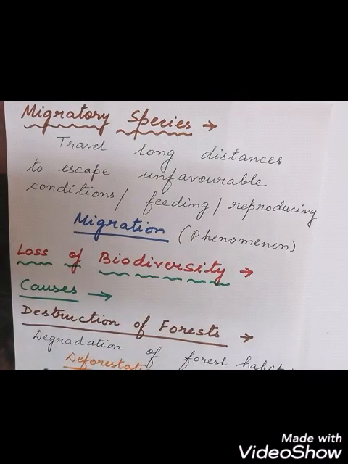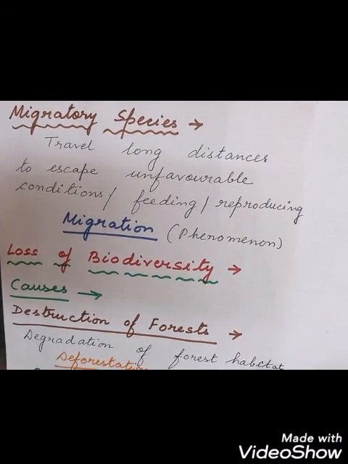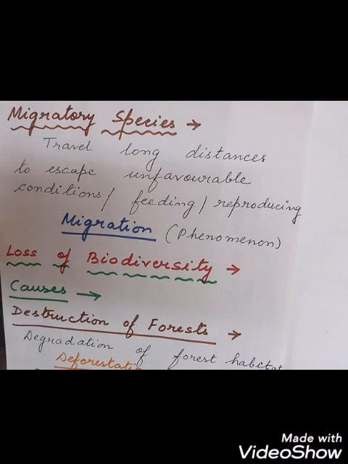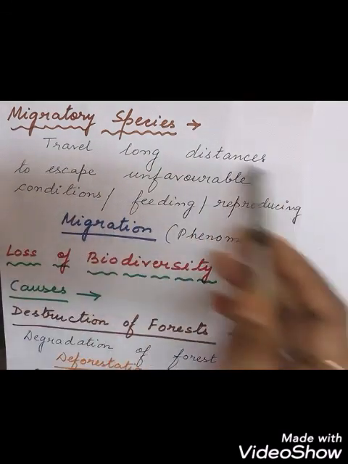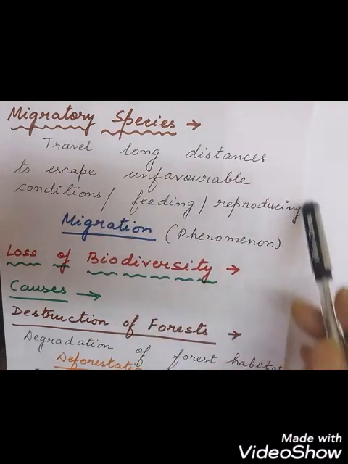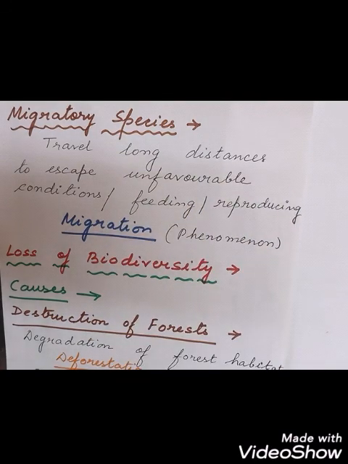Now the migratory species, what are these? Some organisms, mainly the species of animals we will talk about here, can travel long distances. Why will they travel long distances? To escape from unfavorable conditions, to find their food, or for reproducing. They can travel from one place to another. Okay, this movement of animals in large numbers is a phenomenon, one way of traveling from one place to another for getting favorable conditions, for getting food and for reproducing also.